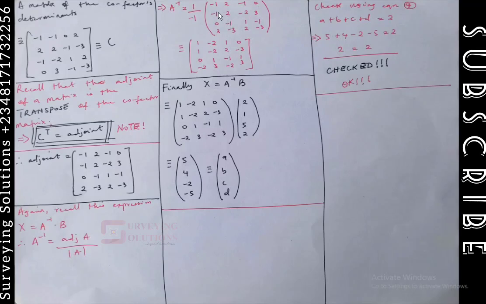Good. Coming down to the second row, we have minus 1 divided by minus 1, which will give you what? 1. 2 divided by minus 1, minus 2. Minus 2 divided by minus 1, which is 2. Then 3 divided by minus 1, which is what? Minus 3. Going further, we have 0 divided by minus 1, 0. Minus 1 divided by minus 1, 1. 1 divided by minus 1, minus 1. Then minus 1 divided by minus 1, which is what? 1, right? So finally, we have something like 2 divided by minus 1, which is minus 2.